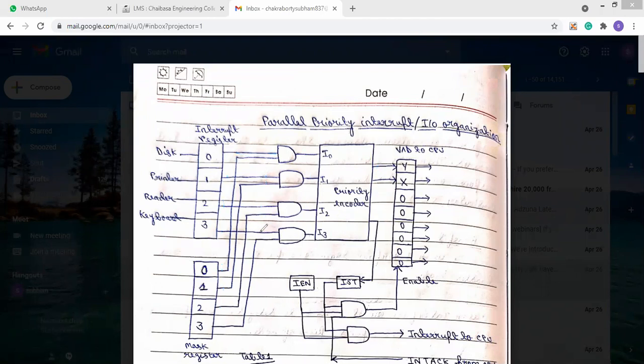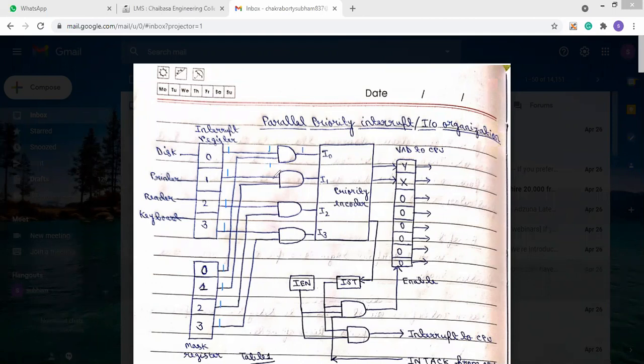Now in the first case, all the input output devices generate an interrupt. Then the interrupt register output will be 1 for all the devices. For all the devices, the interrupt register output will be 1. And initially the mask register value is 1. So each mask register output will be 1. So AND operations will be performed. Here 1, 1, so the output will be 1.